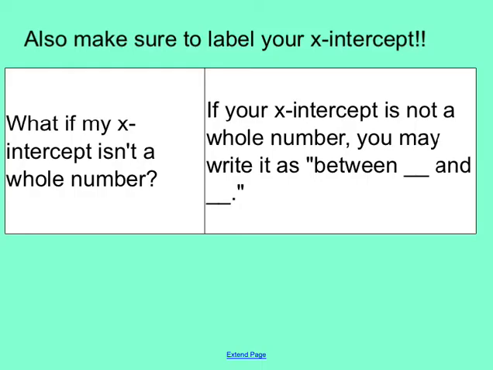Next, also make sure you're labeling your x-intercepts, telling us what they are. If your x-intercept is not a whole number, you may write it as between blank and blank, or if you wanted to, you can make an estimate of the number. Just somehow indicate to me that you know where those x-intercepts are. Okay, let's take a look at an example of this.